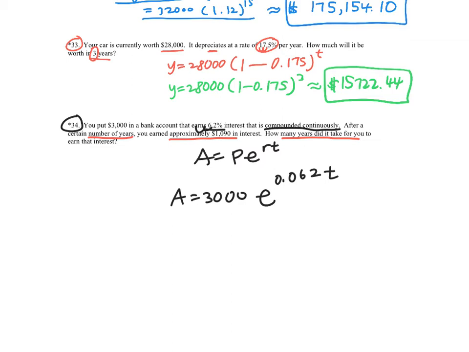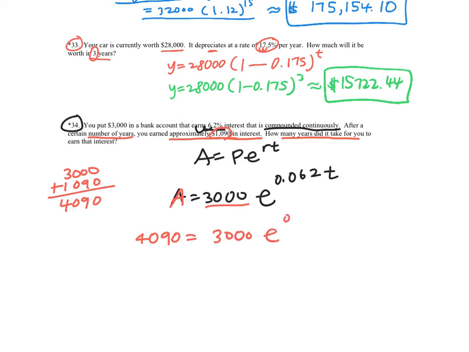Okay, so you have to be careful here. A is like the final amount you have. If we start with $3,000 and we earn this much in interest, our final amount is going to be 3,000 plus the interest, right? So 4,090 is going to be my A. So here's what I have, 0.062t.